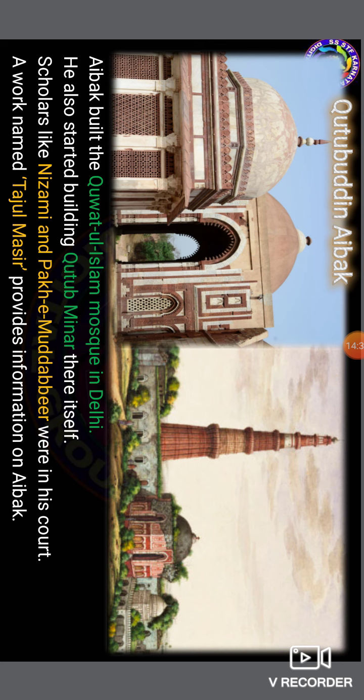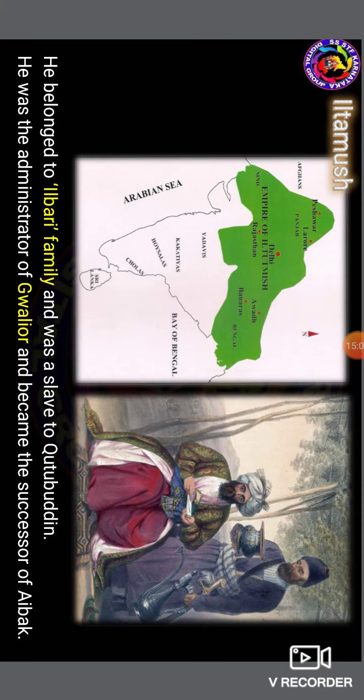Scholars like Hasan Nizami and Fakhr-i Mudabbir were in his court. A work named Taj-ul-Maasir provides information about Aibak. And the next one, Iltutmish. He belonged to the Ilbari family and was a slave of Qutbuddin. He was the administrator of Gwalior and became the successor of Aibak.